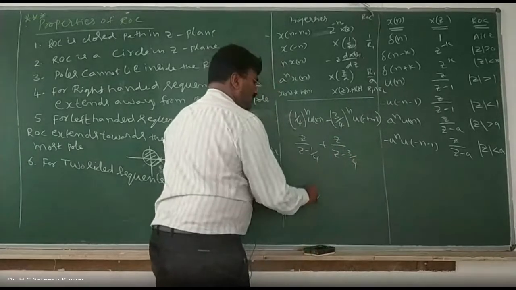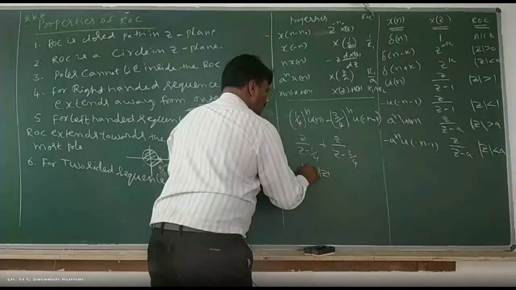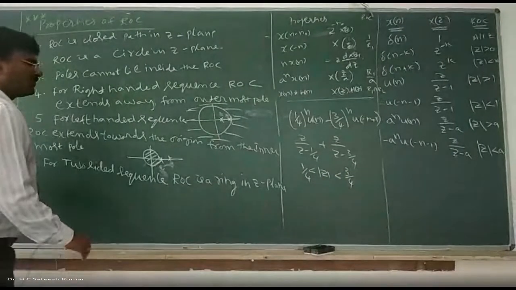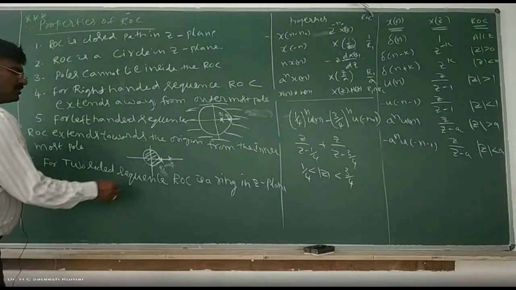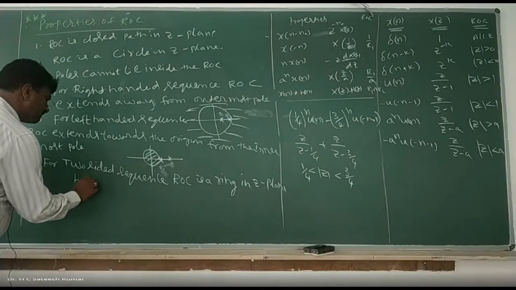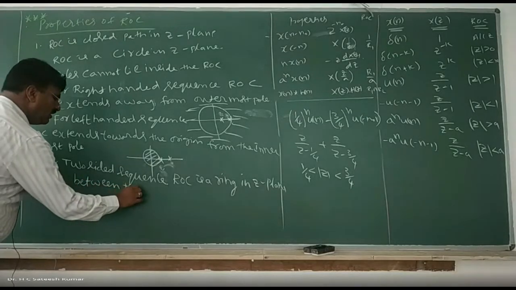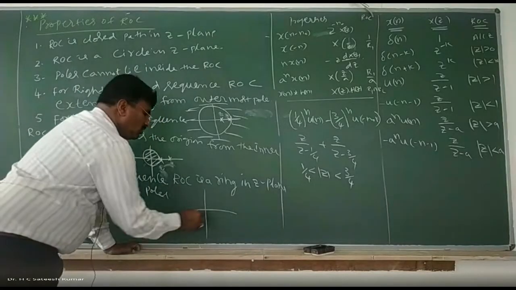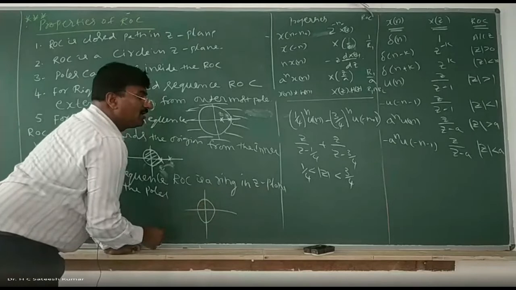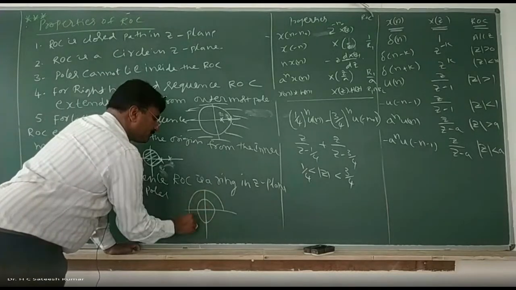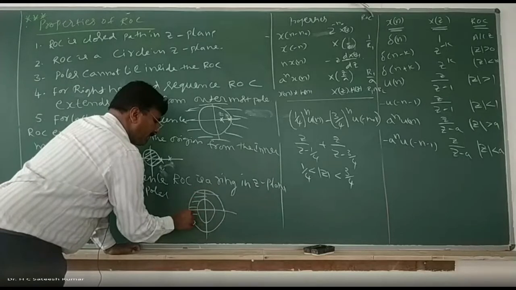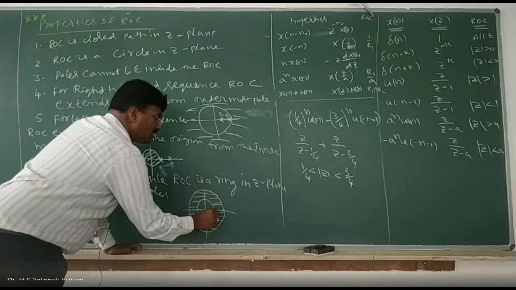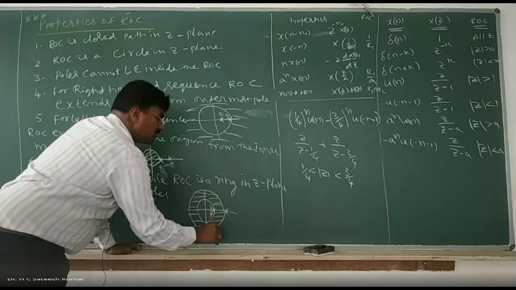ROC is, what is that we have? ROC is mod z lies between 1 by 4 and 3 by 4. So therefore, ROC will be a ring in the Z plane between the poles. Okay, right. How exactly will it be? Check it out. ROC will lie between where to where? 1 by 4 and 3 by 4. One pole is at 1 by 4, another pole is at 3 by 4.